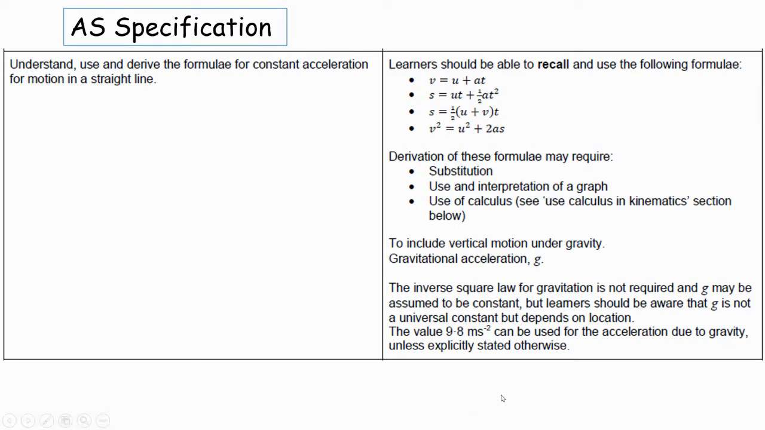Hi, so this is your second lesson in mechanics, and if we look at the specification, we're going to have to understand, use, and derive the formulae for constant acceleration for motion in a straight line. So a couple of key words there: constant acceleration. We'll look at variable acceleration another time, but this is for constant acceleration, which is a little bit simpler. And motion in a straight line, again, we're not changing directions or accelerating into a circle, or looking at anything like that. So it's starting off fairly basic.